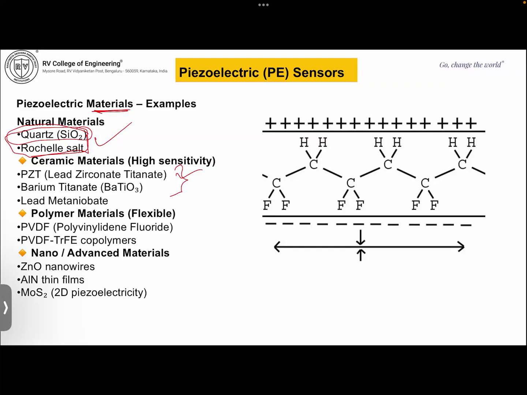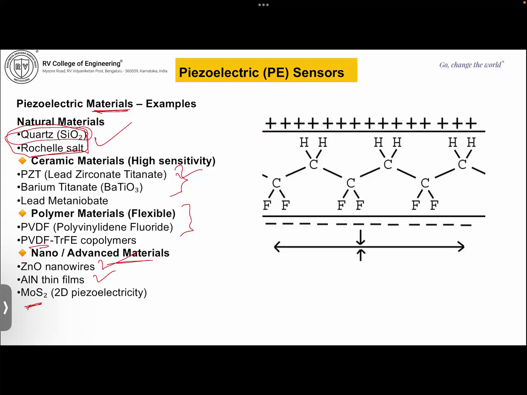They exhibit piezoelectric property, and there are polymer materials which are flexible and used in various biomedical applications, like PVDF, polyvinylidene fluoride, and its copolymer PVDF-TrFE, which are widely used as piezoelectric materials. And currently, advanced materials like zinc oxide nanowires, aluminum nitride thin films, and MoS2, a two-dimensional material, are used for 2D piezoelectricity.